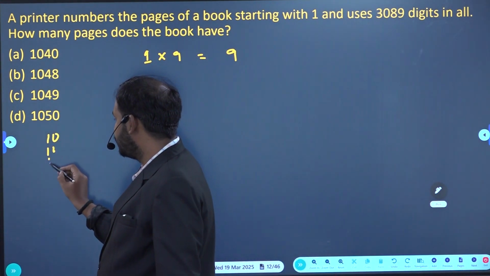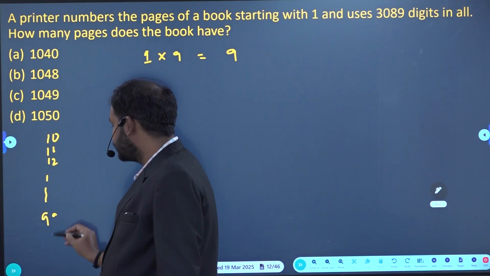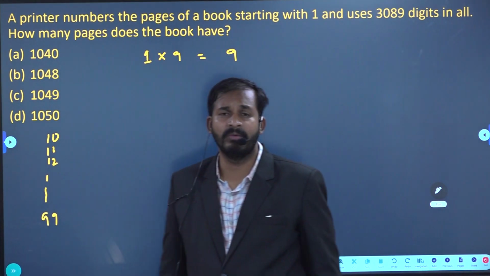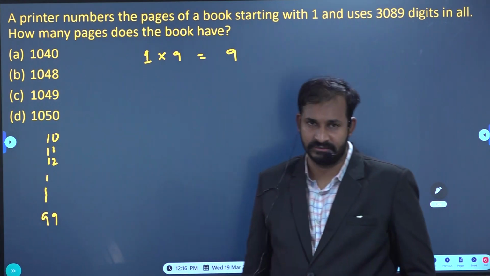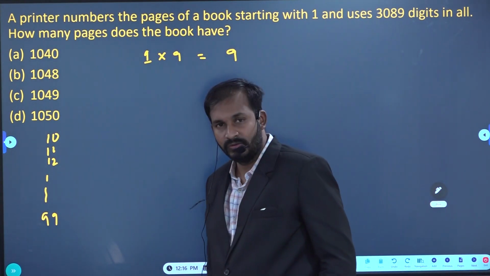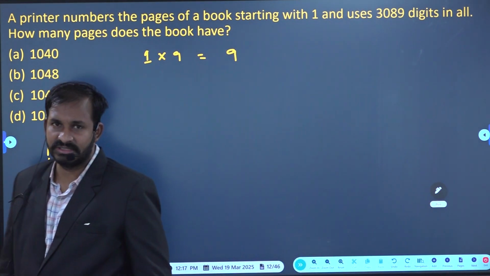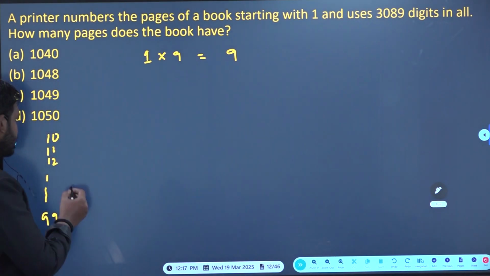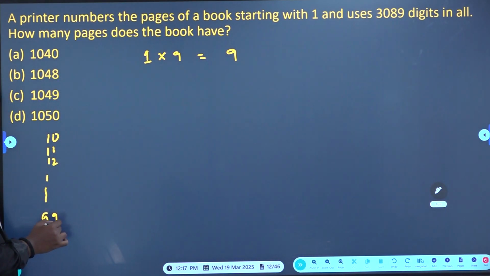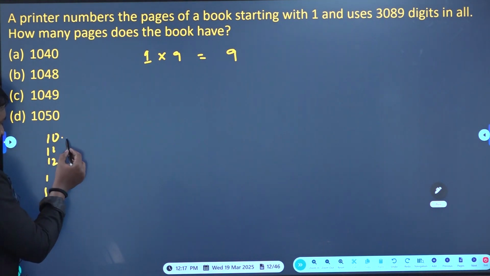From 10, 11, 12 up to what will you write? 99. Now tell me how many 2-digit numbers I have here. How many 2-digit numbers? Whenever you count things, students, please observe here. If you know the process in general, it is fine. If you don't know, please observe here.